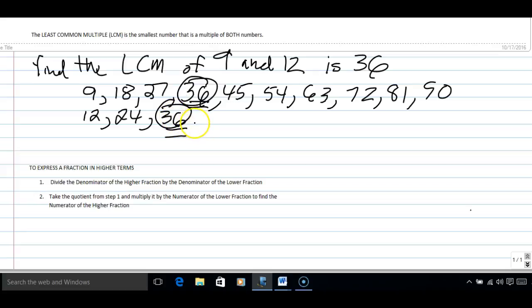Now, of course, that's not the only multiple of 9 and 12. If we keep adding 12 here, 36 and 12 is 48, 48 and 12 is 60, 60 and 12 is 72. So 72 is both a multiple of 9 and also a multiple of 12. But it's not the smallest such number, and I want the smallest number that is a multiple of both numbers. So here, the LCM of 9 and 12 would be 36.